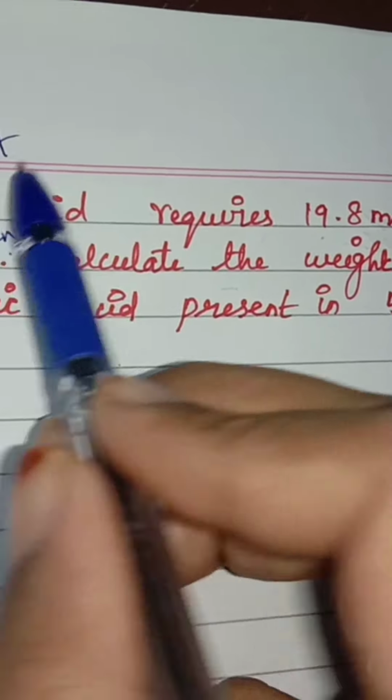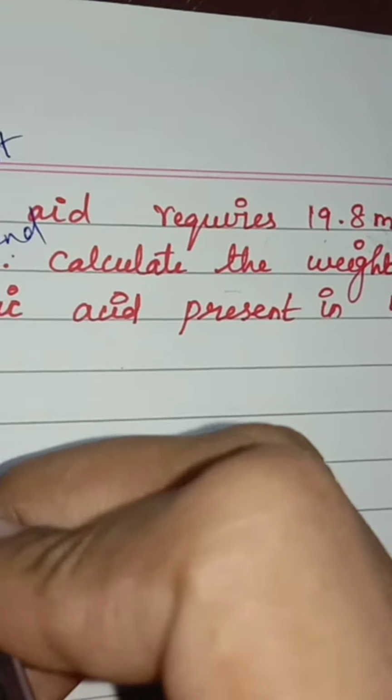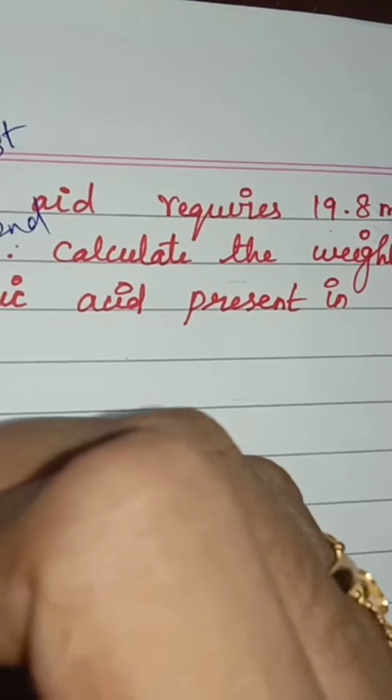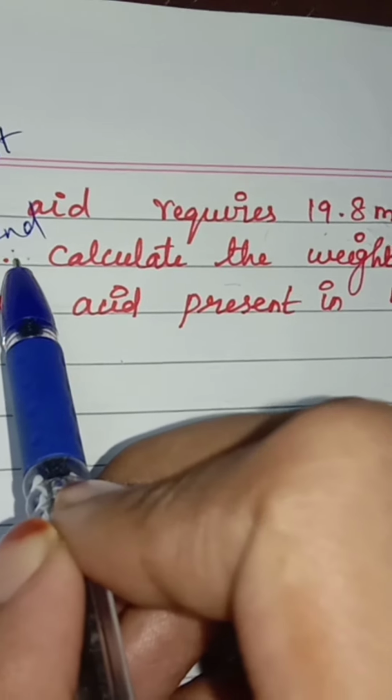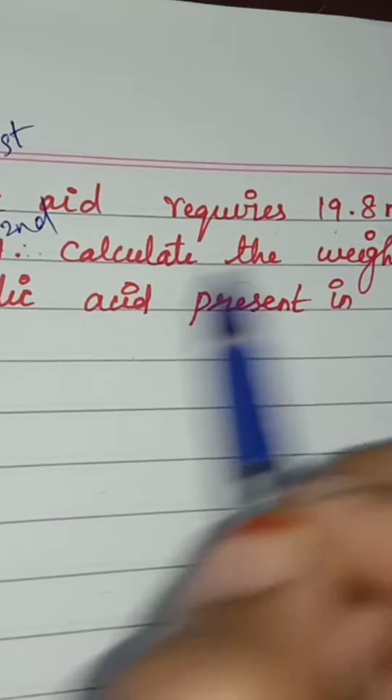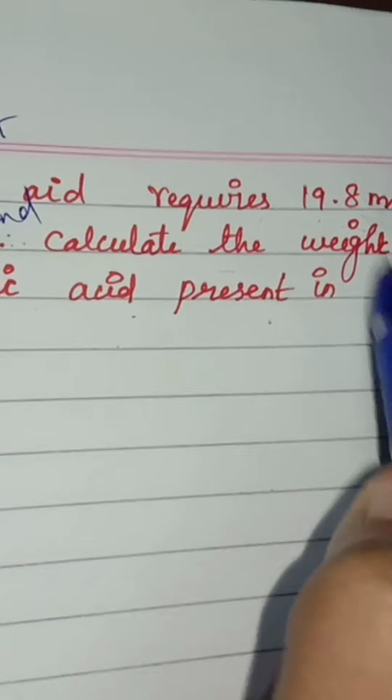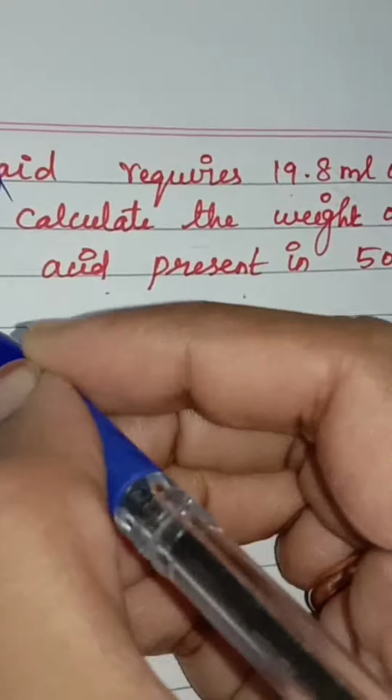First solution normality we don't know. Second solution normality we already know. N means normality, so 0.095 normality we already know. From this we have to calculate the weight of crystalline oxalic acid present in 500 milliliter. Okay, now what are all the values we know? Write that one.